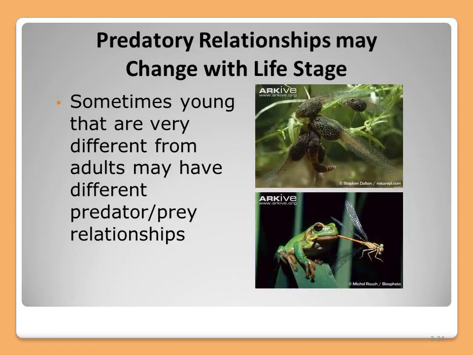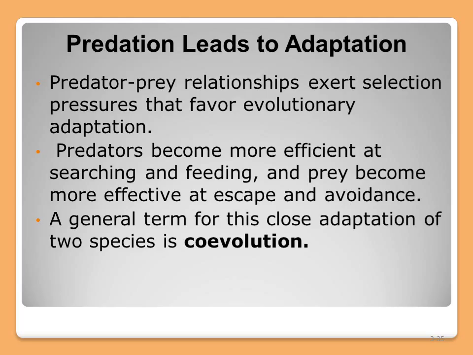So for example, here we have the tadpoles on the upper right eating a plant, and then the frog on the lower right eating an insect. And so they're eating completely different things depending on where they're at in their life cycle.